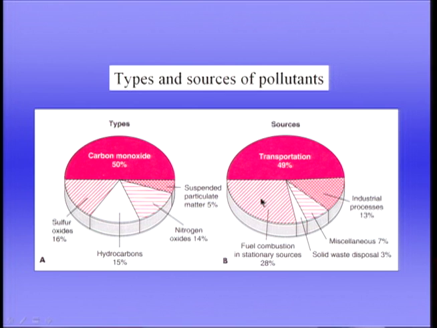But you can see that stationary sources, which would be power plants, for example, are responsible for quite a substantial amount of pollutants. These are also oil burning or coal burning or natural gas burning plants. And we have industrial processes, things like manufacturing paint, that put quite a lot of pollutants into the atmosphere if we're not careful, and solid waste disposal and miscellaneous causes, including forest fires. Forest fires put a lot of particulates into the atmosphere.